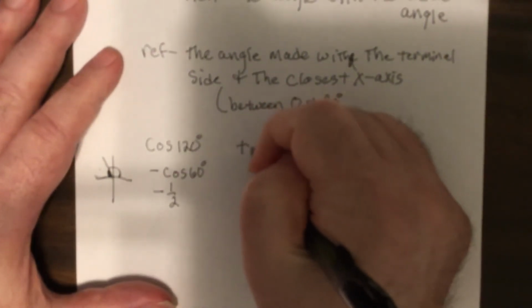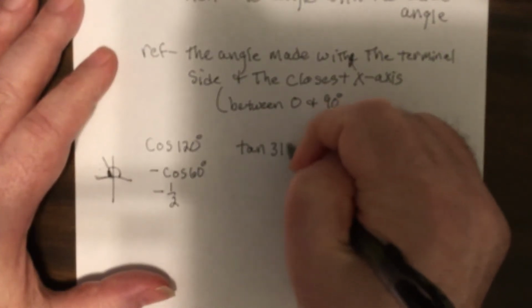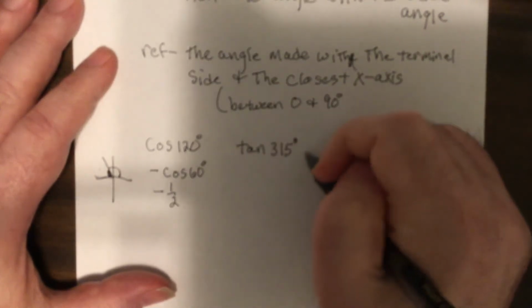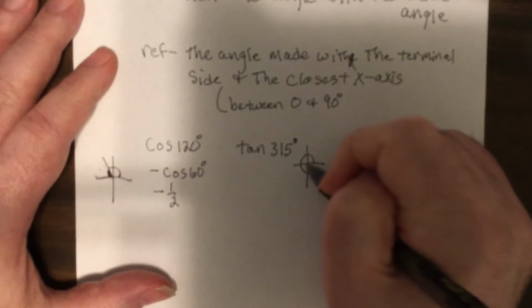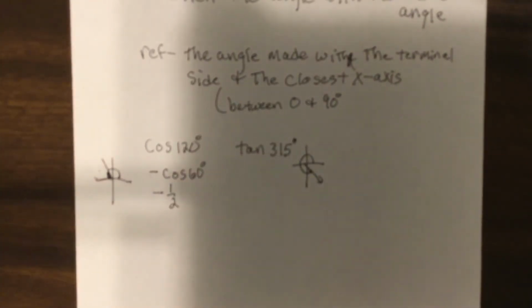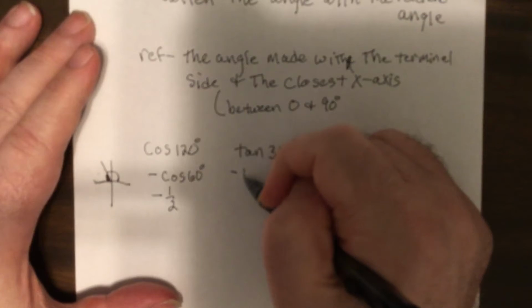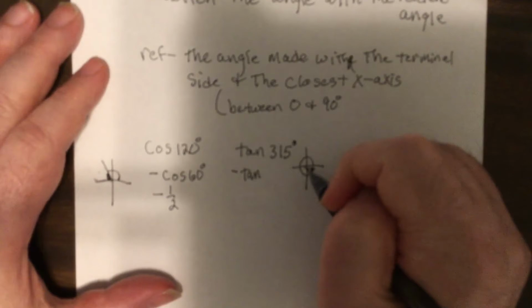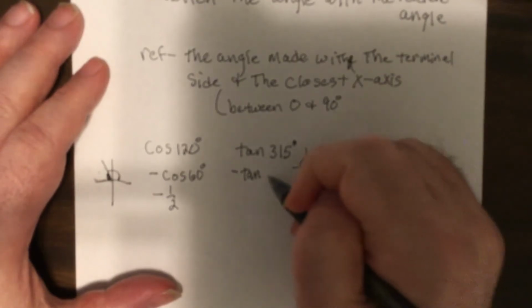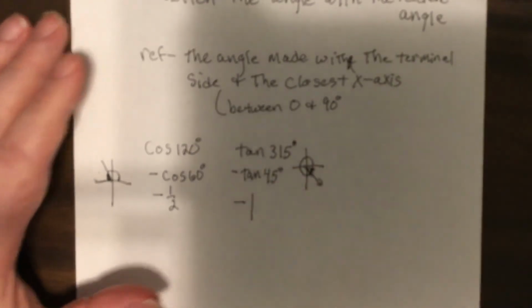So if I said, okay, what's tangent of 315? Well, again, I like to make a little picture. So, we're in the fourth quadrant. Tangent is negative. And the reference angle would be 45 degrees. Always with the closest x-axis. And we know tangent of 45 is 1.